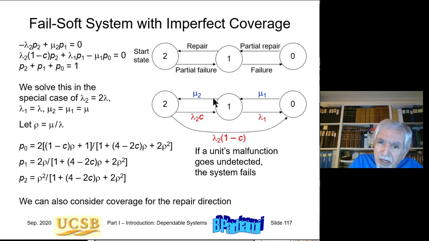Okay, if we want, we can also define a coverage factor in the repair direction. Perhaps it's not guaranteed that we can successfully repair a failed system. So maybe take C prime to be the coverage factor in that direction. So with rate C prime times mu2, we go to state 2. With rate 1 minus C prime times mu2, we remain in this state. In other words, we are not successful repairing. And then if we are not successfully repairing, eventually a second failure occurs and takes us to this state. Okay, as you see, the examples are getting more and more complicated, but still we have only 3 states. Potentially we can have many more states in modeling a computer system.